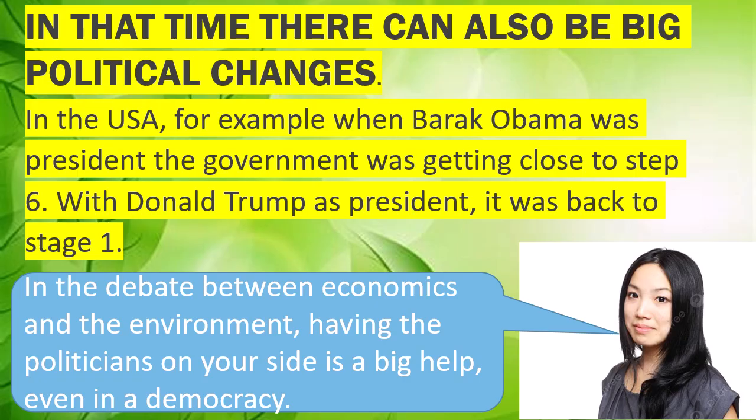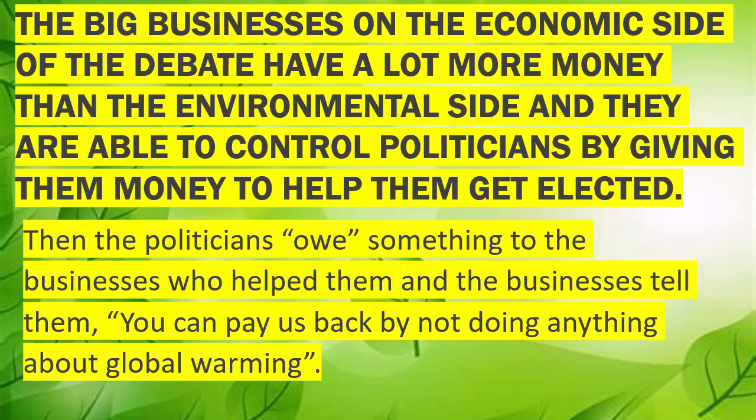So in the debate between economics and the environment, having the politicians on your side is a big help, even in a democracy. The big businesses on the economic side of the debate have a lot more money than the environmental side. And they are able to control politicians by giving them money to help them get elected. Then the politicians owe something to the businesses who help them. And the businesses tell them, you can pay us back by not doing anything about global warming.